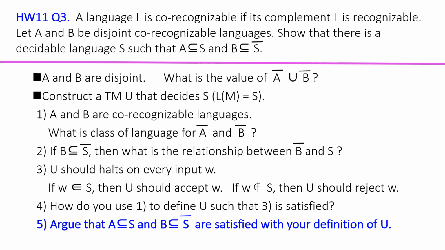Since S needs to satisfy 3 conditions, you can use these 3 conditions to help you build up the decider. If B is a subset of S complement, then what is the relationship between B's complement and S? And remember that the machine you construct should be a decider. If W is in S, then you should accept W. If W is not in S, then you should reject W. How do you achieve this with your answers to previous questions I raised?